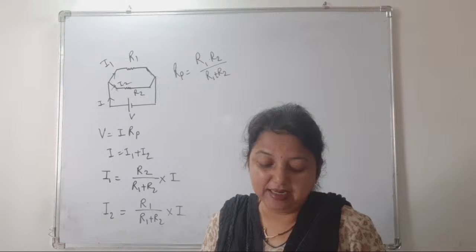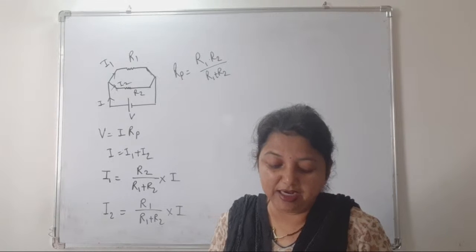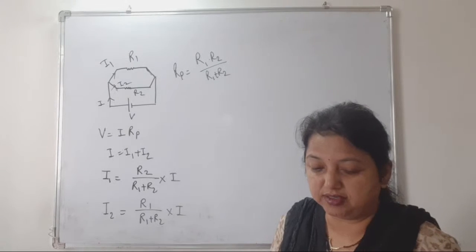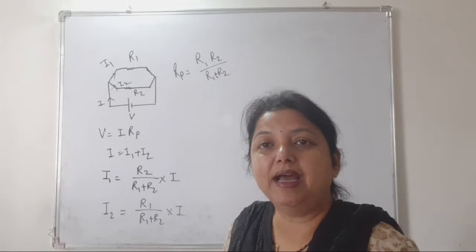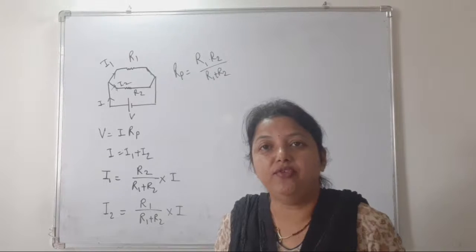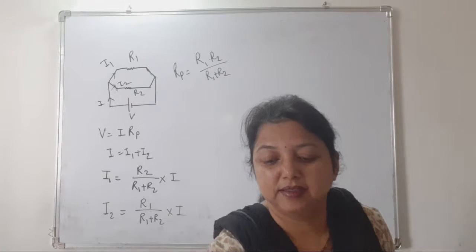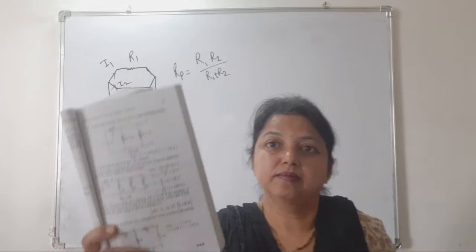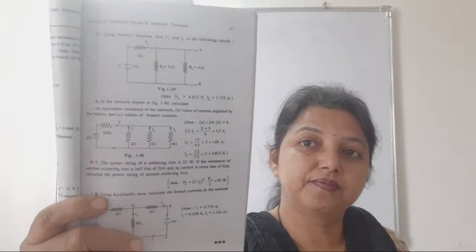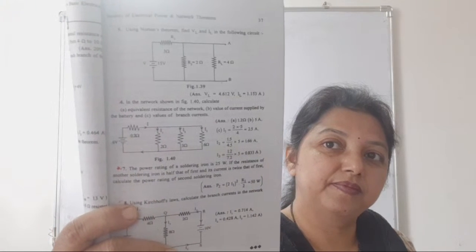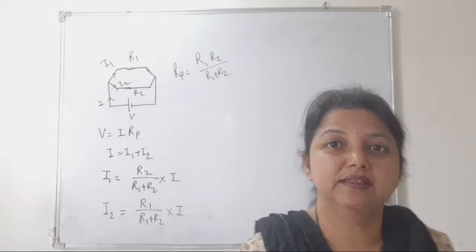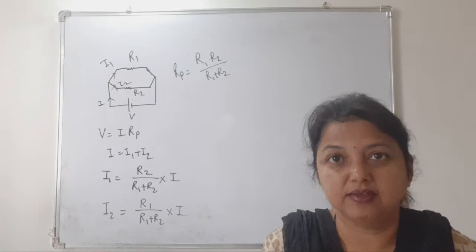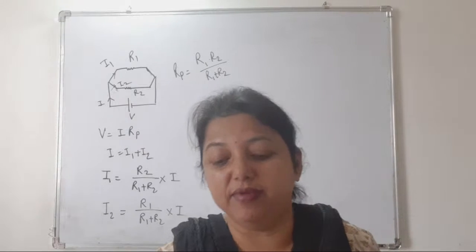Example 6. In the network shown in the figure, calculate the equivalent resistance of the network. Draw that diagram. Did all of you get this? Okay, page number 37. We are going to simplify this one.